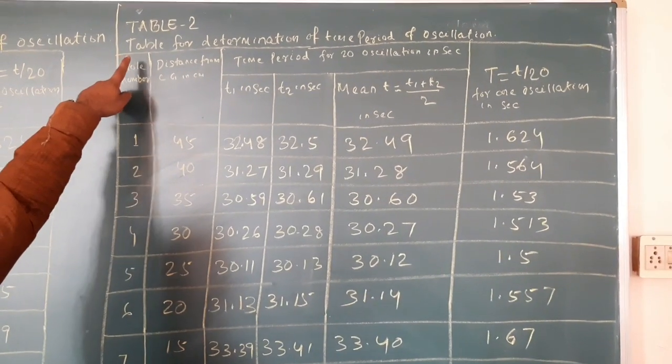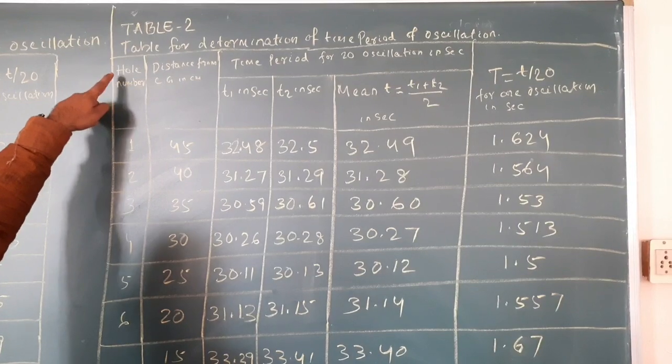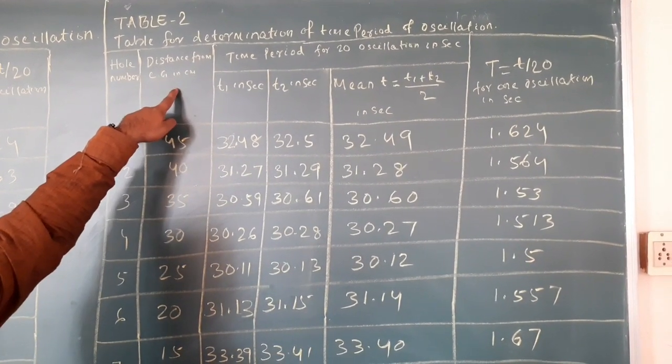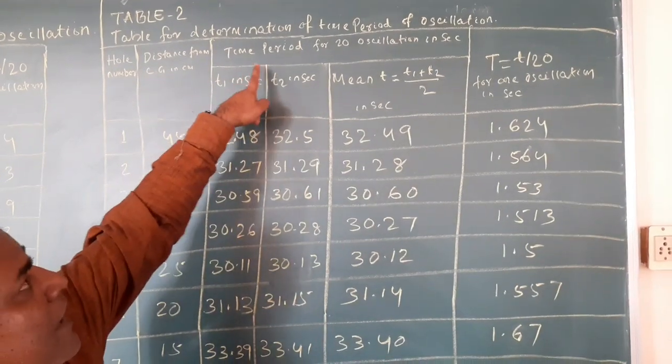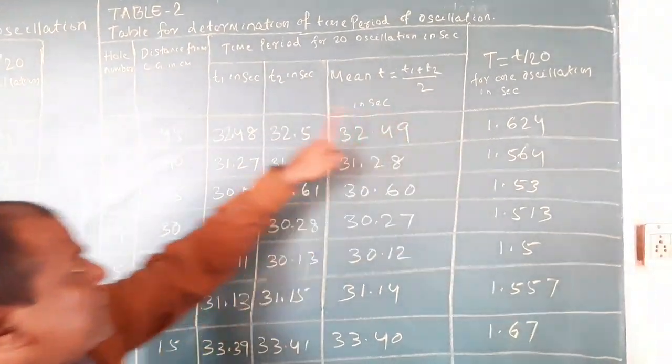Go to table 2. Table 2 is also a table for determination of time period of oscillation. In the first column is the hole number, the second column is the distance from the center of gravity in centimeter, the third is the time period for 20 oscillations, and the fourth is the time period for 1 oscillation.